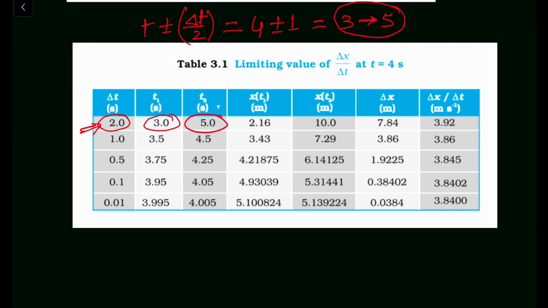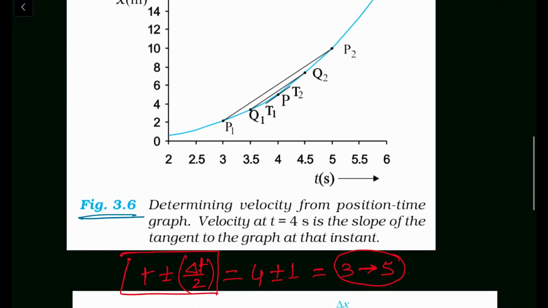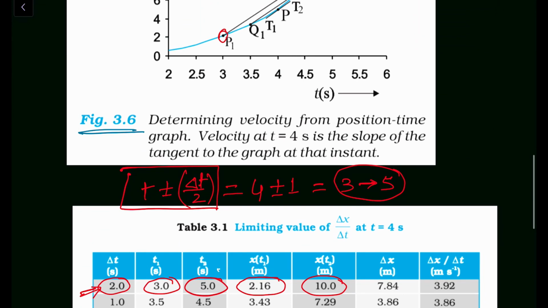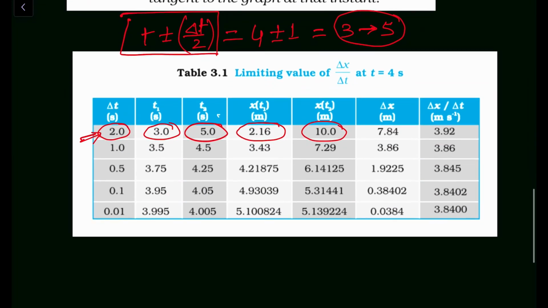Here you can see from 3 to 5. This is the formula for finding the time interval. In the first case, at t1 the position value is 2.16 meter. This position is 2.16, and at the final position, that is 5 seconds, the position is approximately 10 meter. Here you can see this is the 10 meter position.